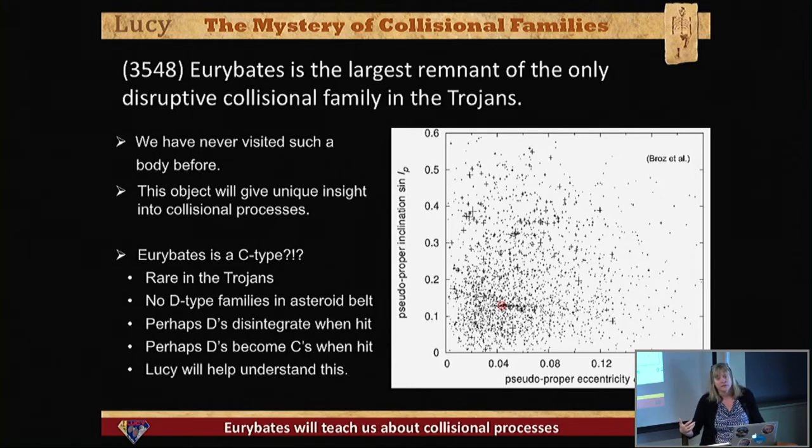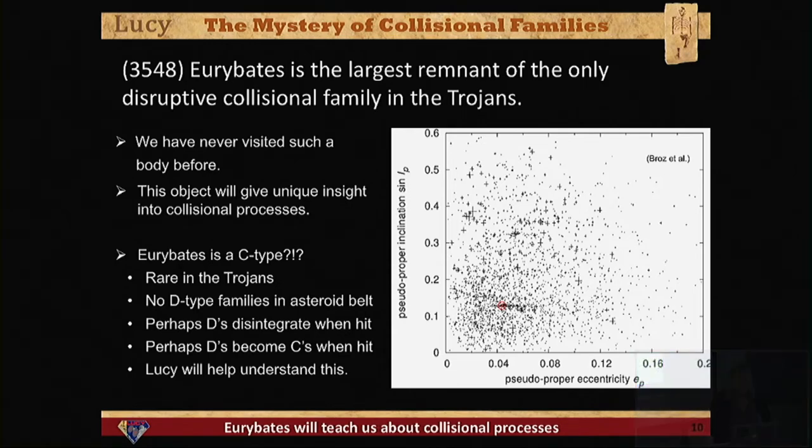And this also might be some indication of why it's a C-type and why there's very few C-types. So one idea is that perhaps a C-type is what you get when you crack open a D-type. So basically you have a collision and then you reveal a fresh surface, the interior. So that's one of the things that we'll be investigating by comparing these different objects.